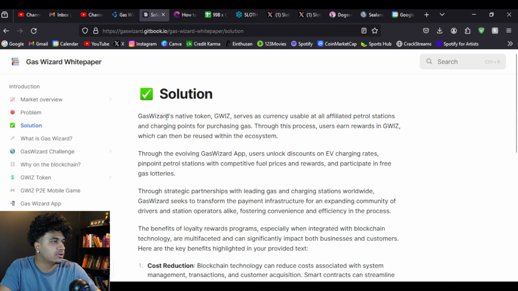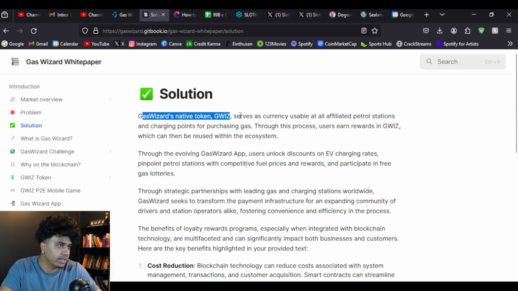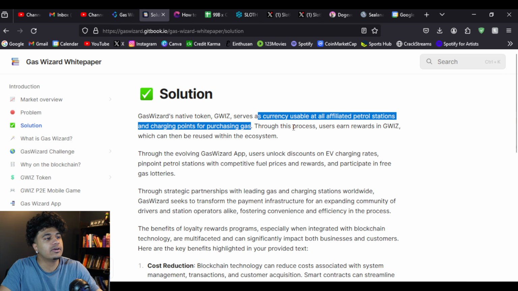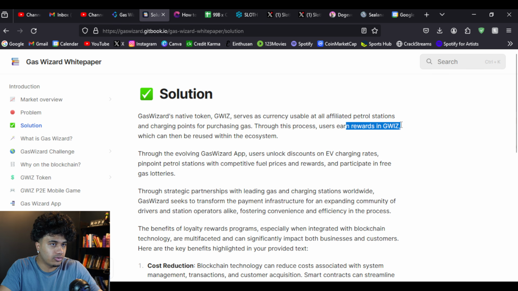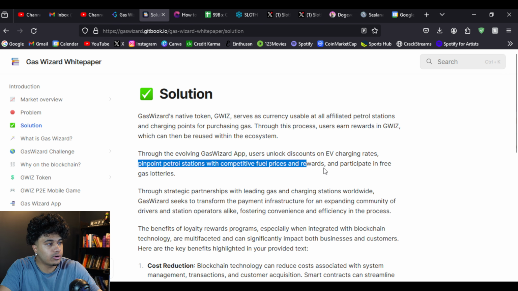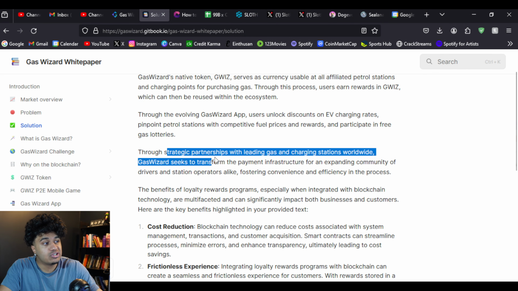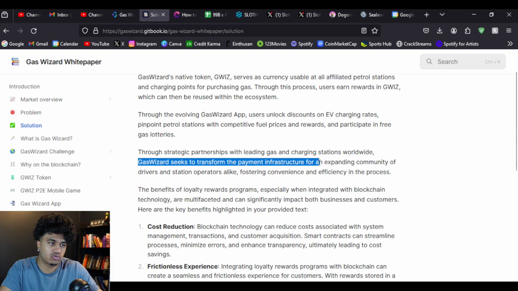So what's the solution? Gas Wizard's native token, GWIZ, serves as currency usable at all affiliated petrol stations and charging points for purchasing gas. Through this process, users earn rewards in GWIZ, which can then be reused in the ecosystem. Through the app, you unlock discounts on EV charging rates, pinpoint petrol stations with competitive fuel prices and rewards, and participate in free gas lotteries. Pretty cool. Through strategic partnerships with leading gas and charging stations worldwide, Gas Wizard seeks to transform the payment infrastructure for an expanding community of drivers and station operators alike.